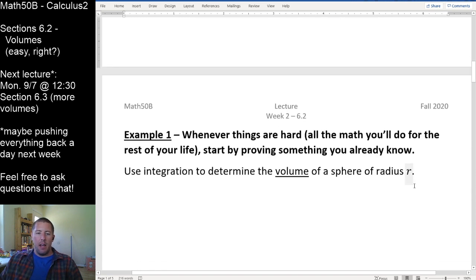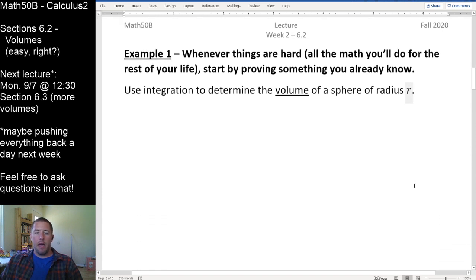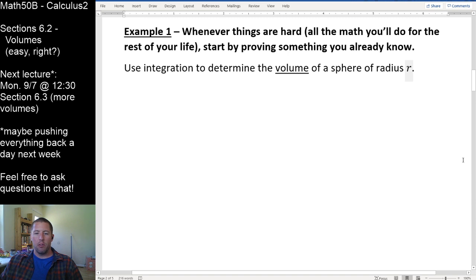First example, and I'm titling my example here, but this is sort of a rule for the rest of your math life. Every time you come upon something new that you haven't seen before, you should always first try to prove something you already know, so that you can feel verified, justified that what you're doing must be correct.